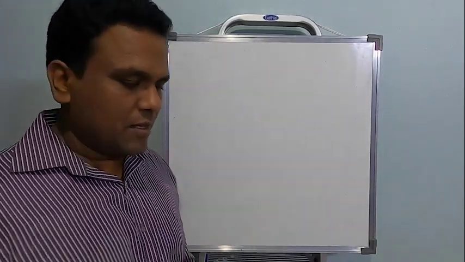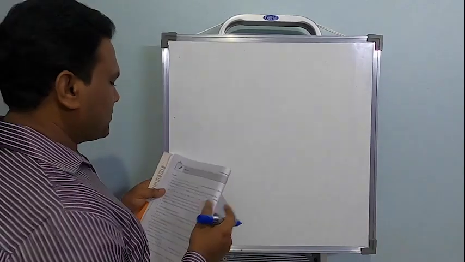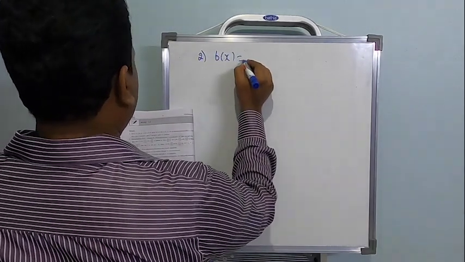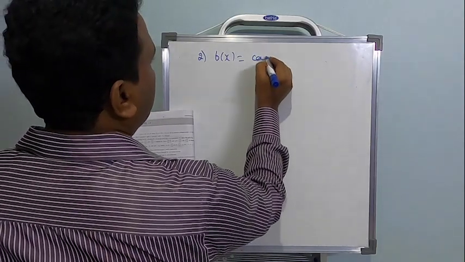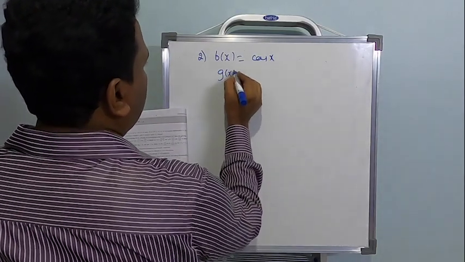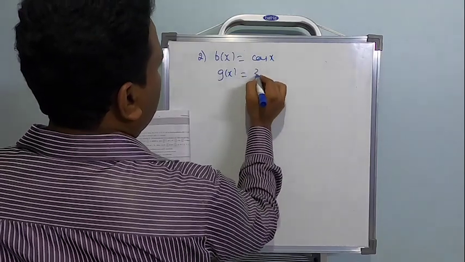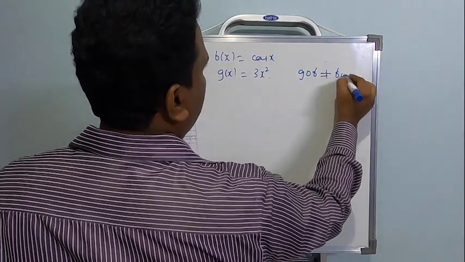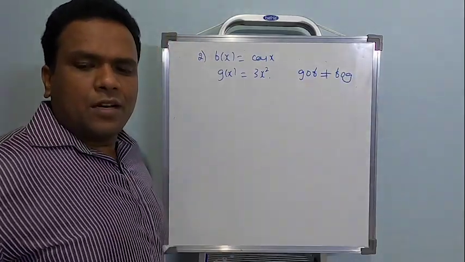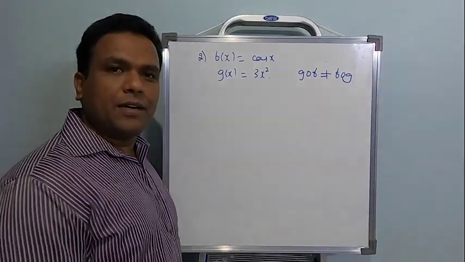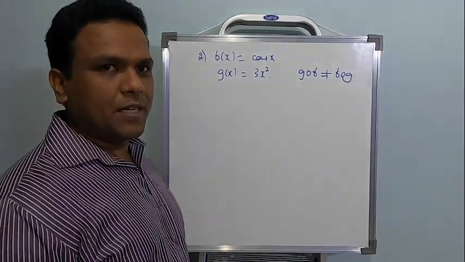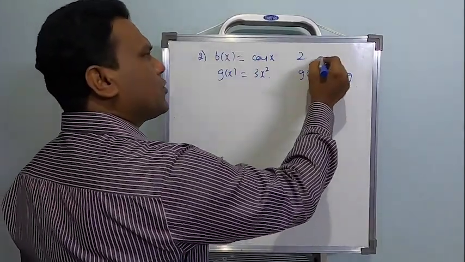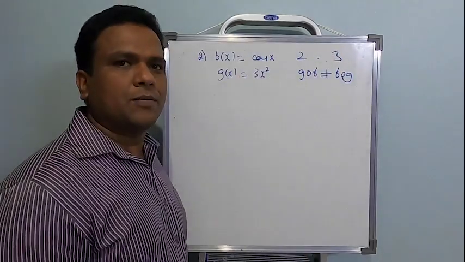Fine. Now the next. Under this second problem, f of x has been defined as cos x, and g of x has been defined as 3x squared, and you need to find g of f, not equal to f of g. One of the most repeated problems in the board examination. Sometimes they will ask for 2 marks, sometimes they will ask for 3 marks.